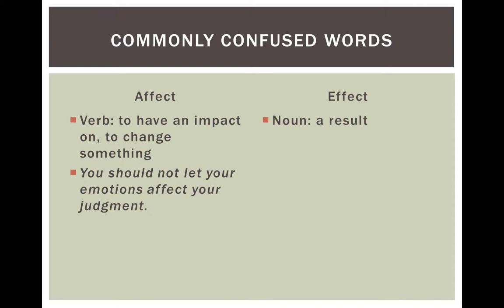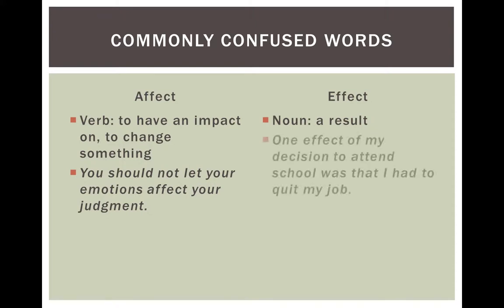In contrast, effect with an E is a noun indicating a result. So we might use it this way. One effect of my decision to attend school was that I had to quit my job. Let the word right in front of affect or effect help you decide which one you need. If you have the word the or an, those words are only used in front of nouns. So you can be confident that those kind of indicators help you indicate which word to use. In this case, we have the word one. Now, indicating a number of things, should indicate to you that you have, well, a thing. You want the noun version.